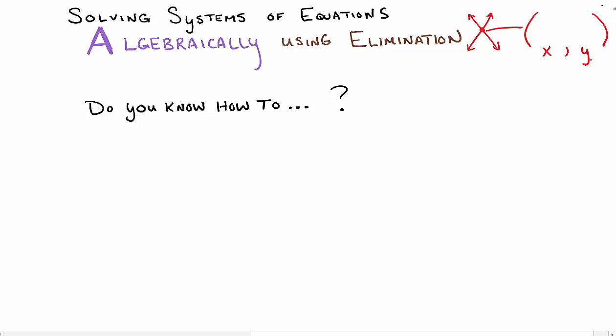Well, there's a lot of different pieces that go into making sure you understand how to solve systems of equations algebraically and using elimination. And so the first thing I'm going to ask you is, do you know how to, and we're going to go through a list of things if you know how to do them or not. And then we'll be able to put them all together to see if we can solve a system.